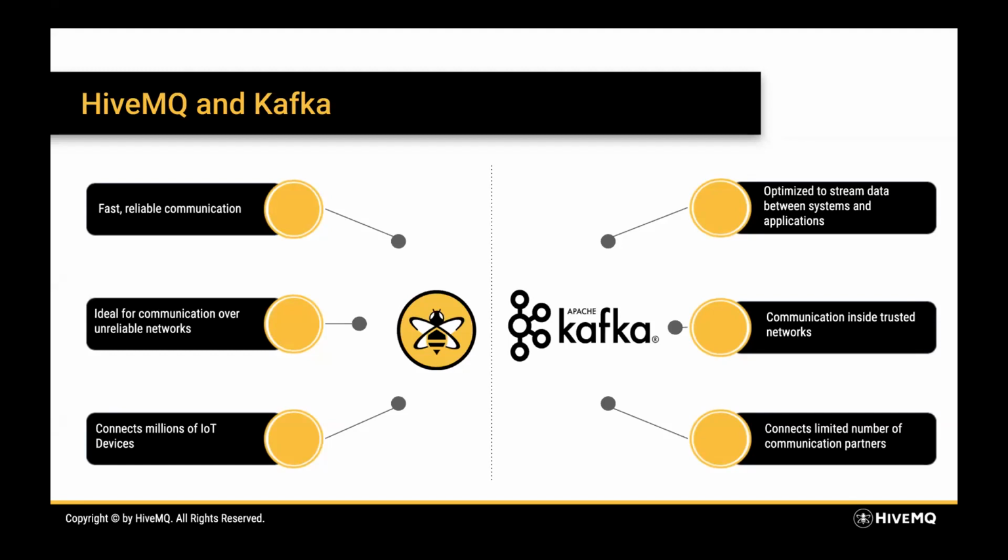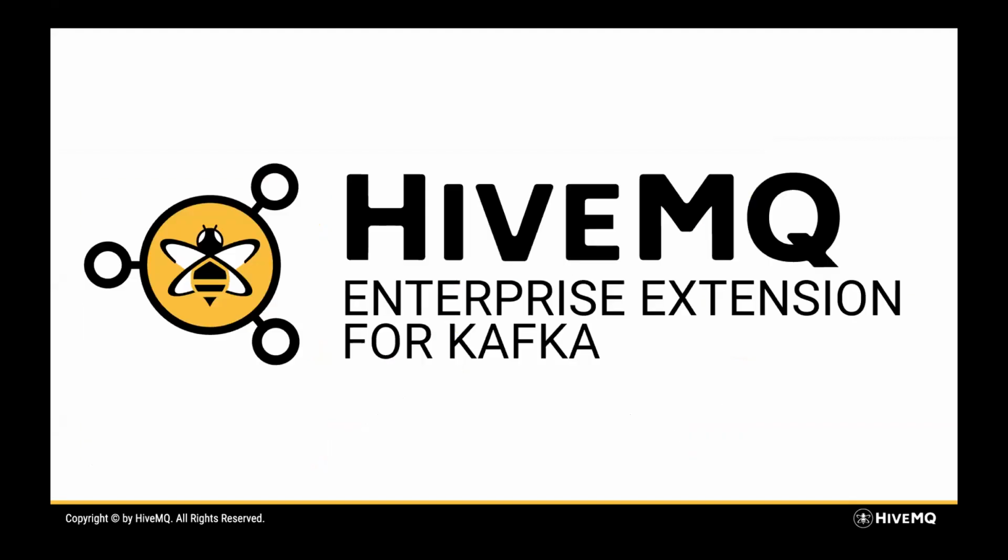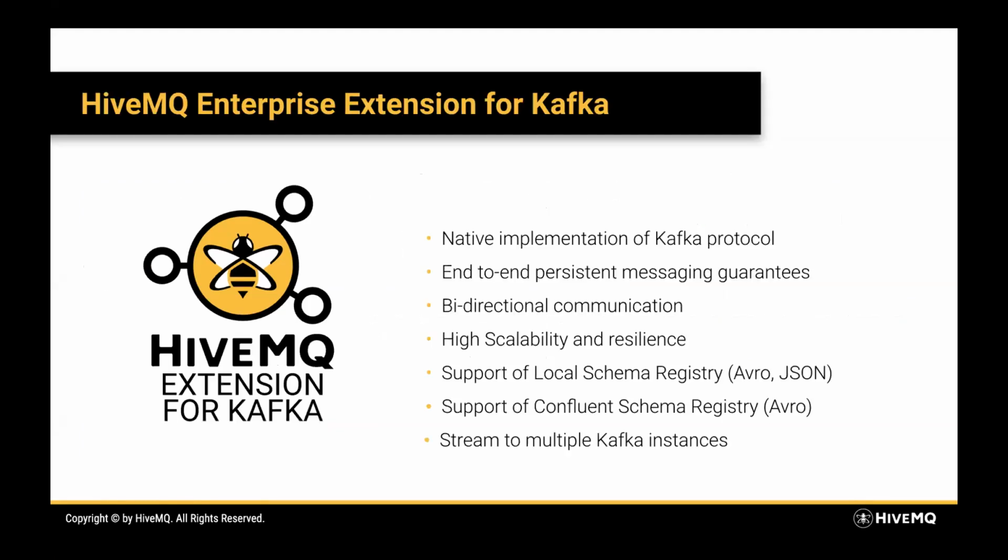So now the question is how to integrate both. How do you connect them together? There's one solution called the HiveMQ Enterprise Extension for Kafka. That is an extension for the HiveMQ MQTT broker that allows seamless integration with Apache Kafka. Inside the HiveMQ extension for Kafka, we have the native Kafka protocol implemented. That means we really have a Kafka producer and consumer here.